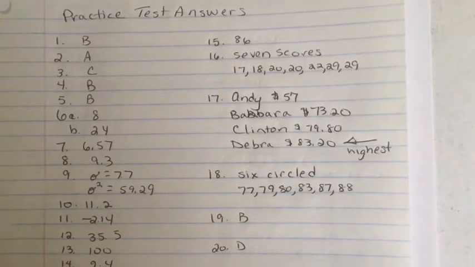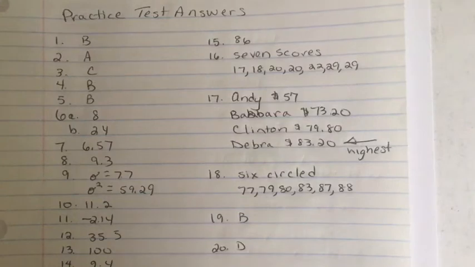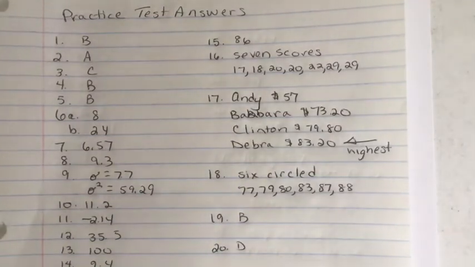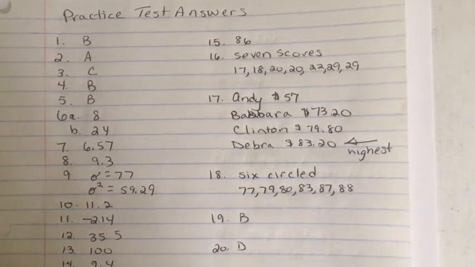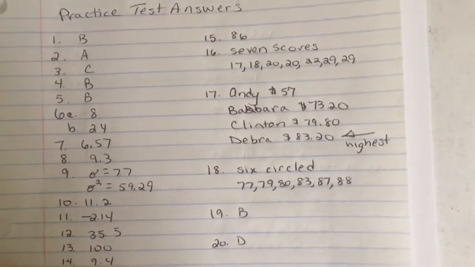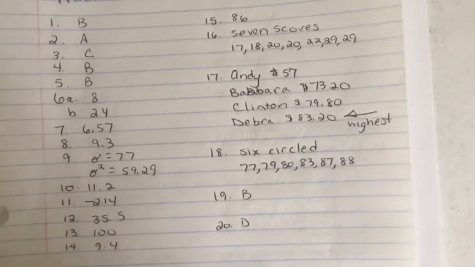Number 18 asked you to circle the ones that fit the criteria, and there should be 6 numbers circled: 77, 79, 80, 83, 87, and 88. 19 is B, and 20 is D. So if you did well and you're happy with your grade, then I would say you are ready for the test. Do this practice test as many times as you need to.